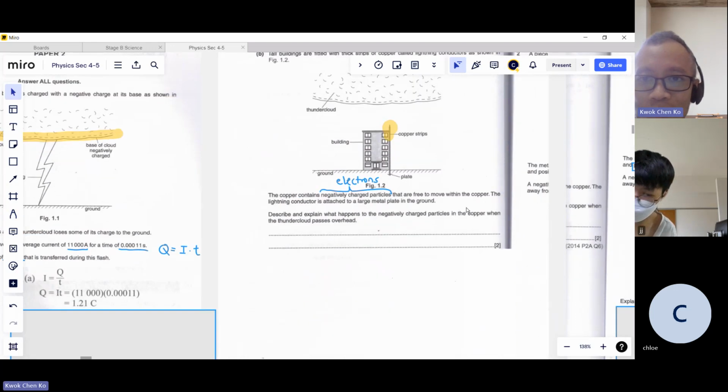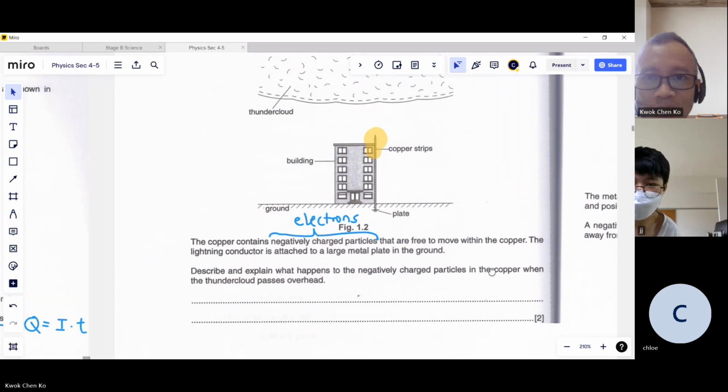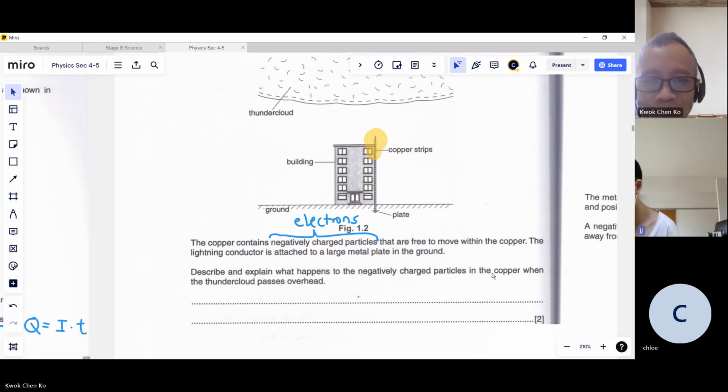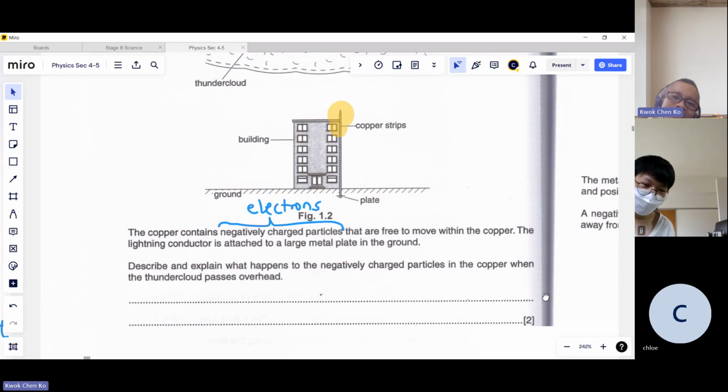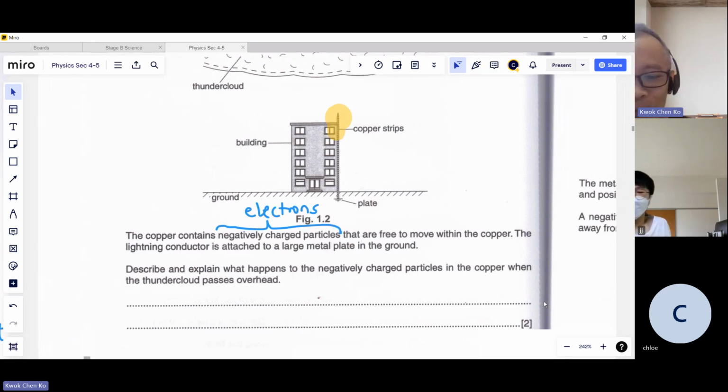Yep, Jingjie, what do you write for this? I wrote they move downwards. Okay. Anything else? No. Well, it's a 2-mark question though, so you have to write a bit more than that. But of course, you will still get your 1 mark. Okay, come.